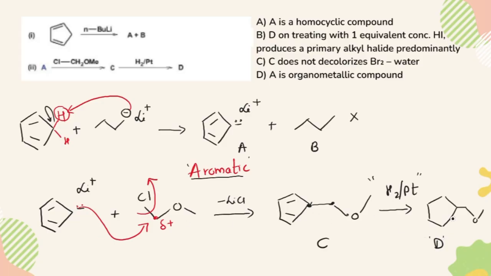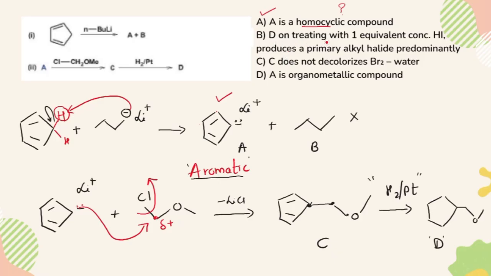So once you're done with writing the reactions, check for the statements. A is a homocyclic compound. So what is A? This is A. Homocyclic means what? A cyclic molecule with the same type of atom. So since it's an organic compound, all the atoms must be carbon, which is correct. It doesn't matter whether it's aromatic, anti-aromatic, non-aromatic. It's simply homocyclic. Is it homocyclic? Yes. Therefore, this is a right statement.